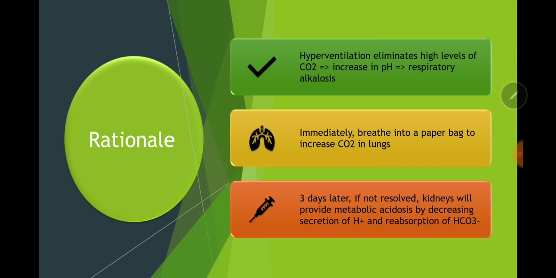All right. So the hyperventilation eliminates high levels of carbon dioxide. It increases the pH, okay, and so it leads to respiratory alkalosis. And the immediate effect, okay? Immediately, how you stop the patient from losing too much carbon dioxide is you give them a paper bag. Somebody is hyperventilating in your clinic, you can give them a paper bag or any kind of bag really, so they can breathe in and out.